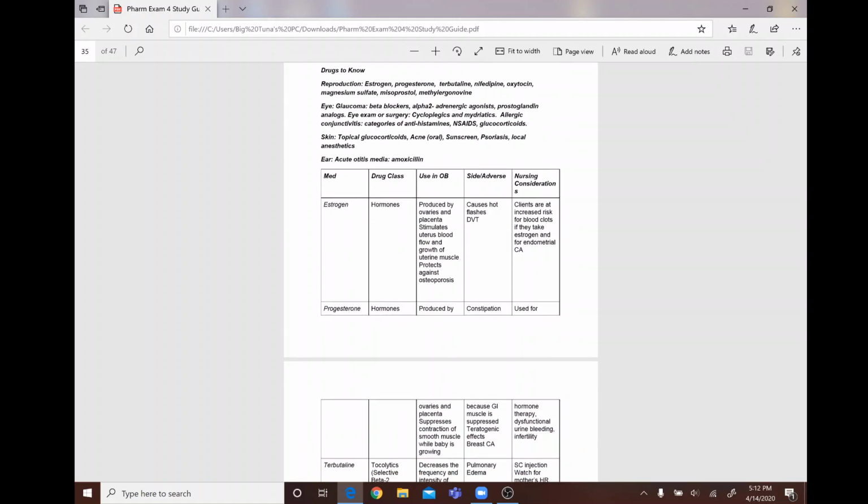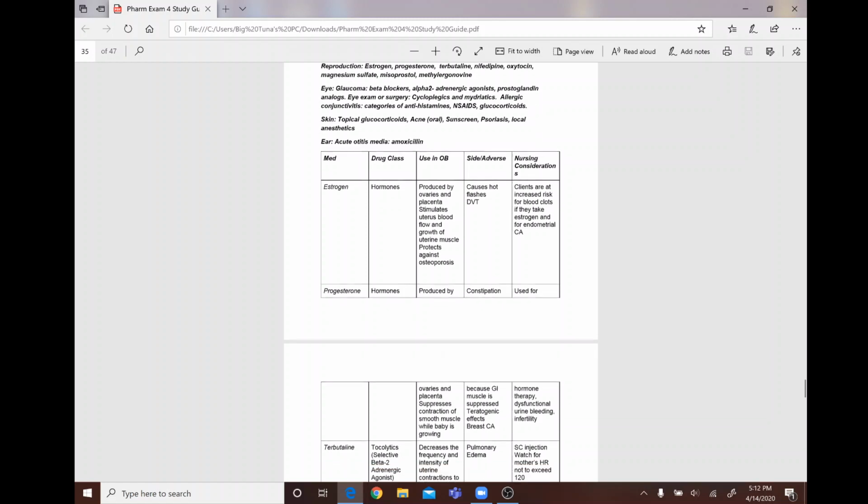Estrogen is a hormone produced by the ovaries and placenta. It stimulates the uterus, blood flow, and growth of uterine muscle. It protects against osteoporosis. However, it can cause hot flashes and potentially DVT. And then clients are at increased risk for blood clots if they take estrogen, and for endometrial cancer.